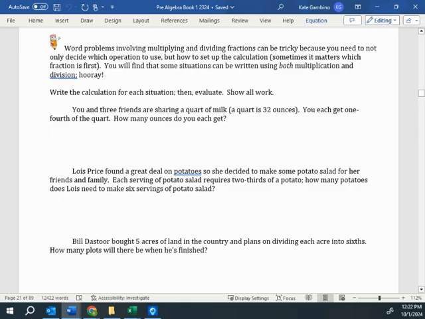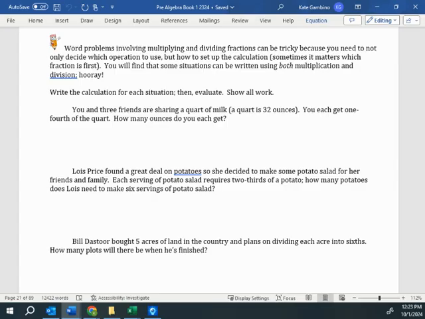Word problems involving multiplying and dividing fractions can be tricky because you need to not only decide which operation you're using, am I going to multiply or am I going to divide, but now you have to know how to set up the calculation. Sometimes it matters which fraction is first. If we're multiplying, does it matter which fraction is first? No. Because 3 times 5 is 15, 5 times 3 is 15. Doesn't matter which one comes first.